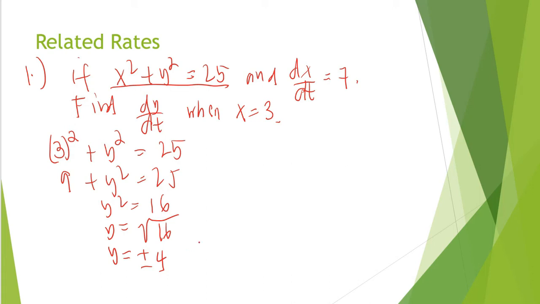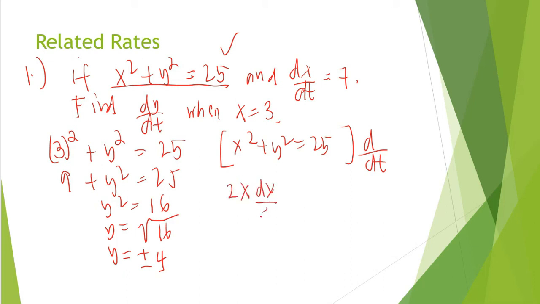Meron tayong two values of y, which is positive and negative 4. Now, next step is we have the working equation. x squared plus y squared is equals to 25. We differentiate both sides with respect to time by multiplying both sides with d over dt. Okay, so x squared is 2x and then dx over dt plus differentiate y squared will becomes 2y dy over dt. The derivative of a constant is equals to 0. Then we are going to find dy over dt.